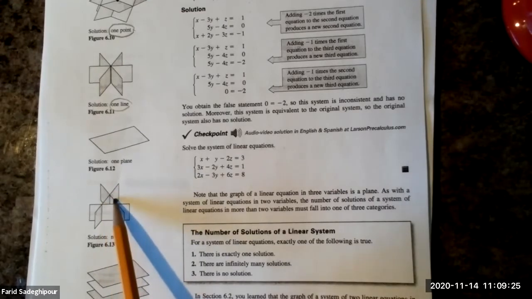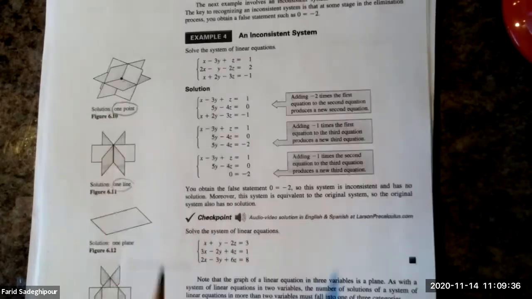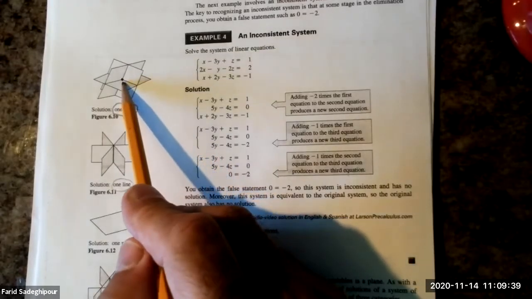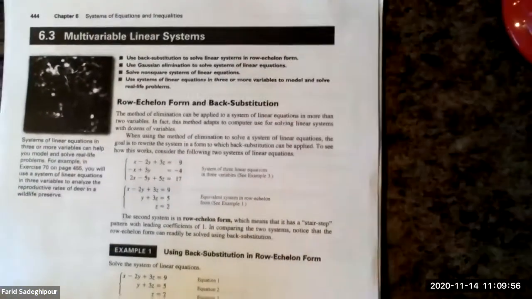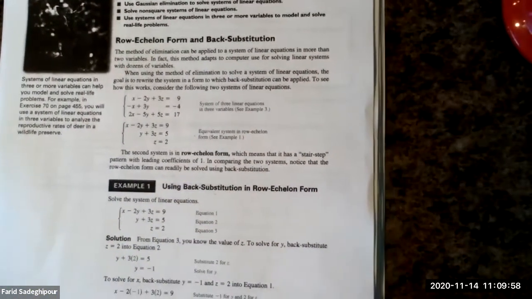And this is a case where there is no solution. Here, this point is the point of intersection of 2 planes, but not 3. So there is no solution. If you have 3 equations and 3 variables, all 3 planes must intersect at one point. Or in the case of parallel planes, you see there are no intersections.